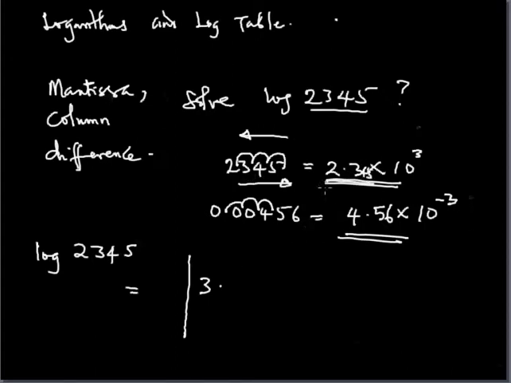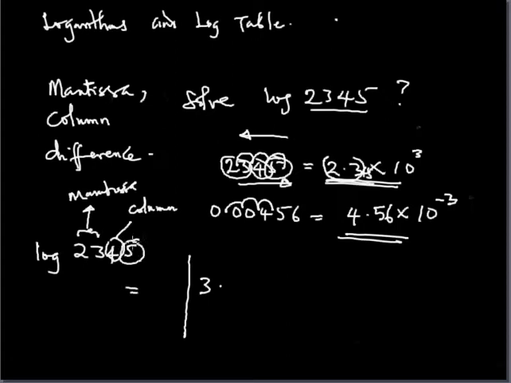You now have to look for the mantissa of 23, under the column of 4, with mean difference of 5. Let me explain what I mean. This goes for mantissa, this goes for colon, and this goes for the mean difference.